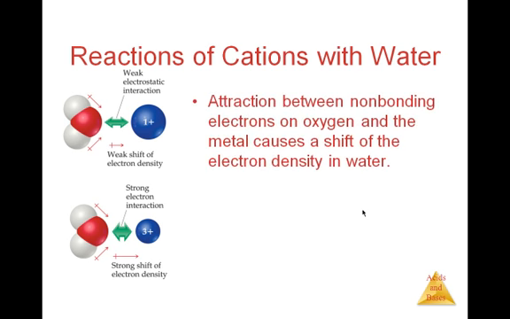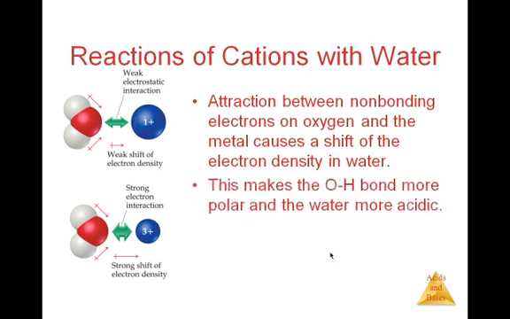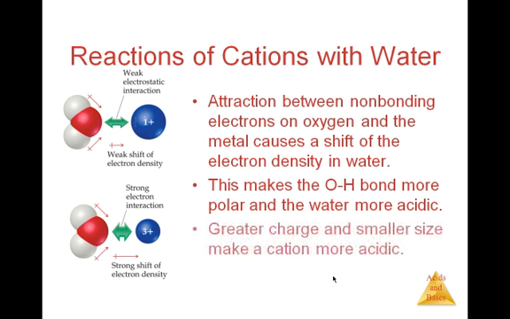Right. Attraction between non-bonding electrons on oxygen and the metal cause a shift of the electron density in water. And when you think about the non-bonding electrons on oxygen, remember there's a pair right here and a pair right here. That's why it's really electronegative on the oxygen. This makes the OH bond more polar and the water more acidic. So water can actually lose a hydrogen much easier in this situation whenever you have that shift in electrons.